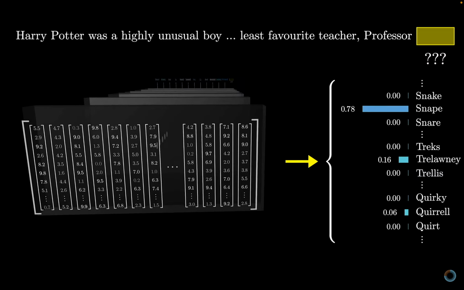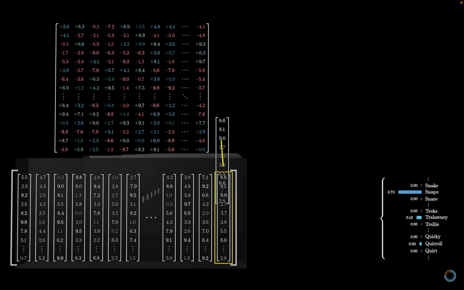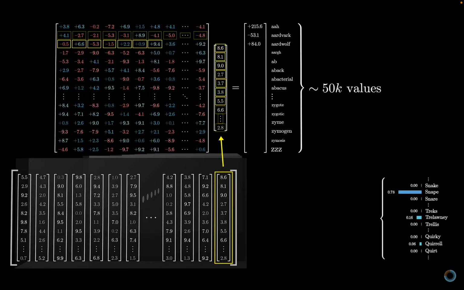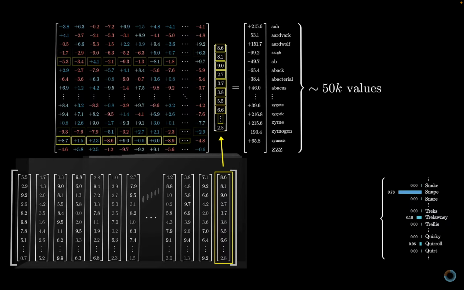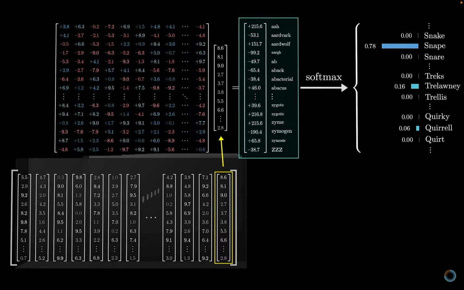This involves two different steps. The first one is to use another matrix that maps the very last vector in that context to a list of 50,000 values, one for each token in the vocabulary. Then there's a function that normalizes this into a probability distribution. It's called softmax, and we'll talk more about it in just a second.